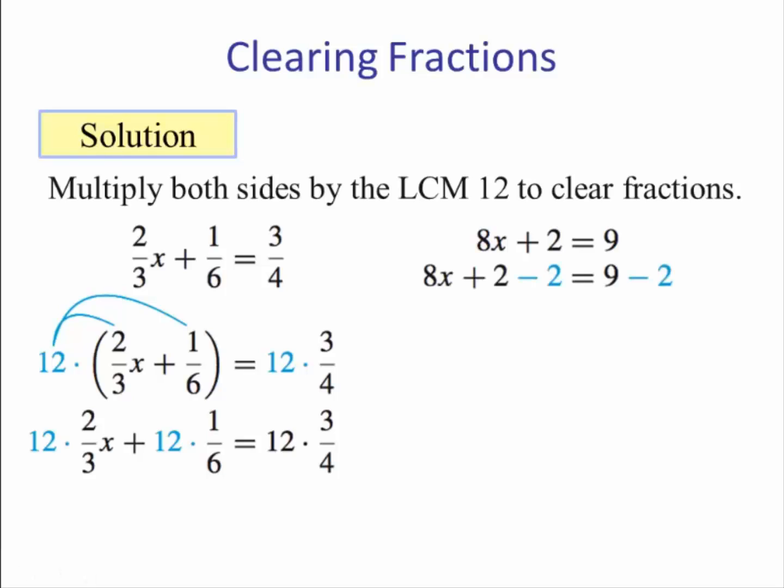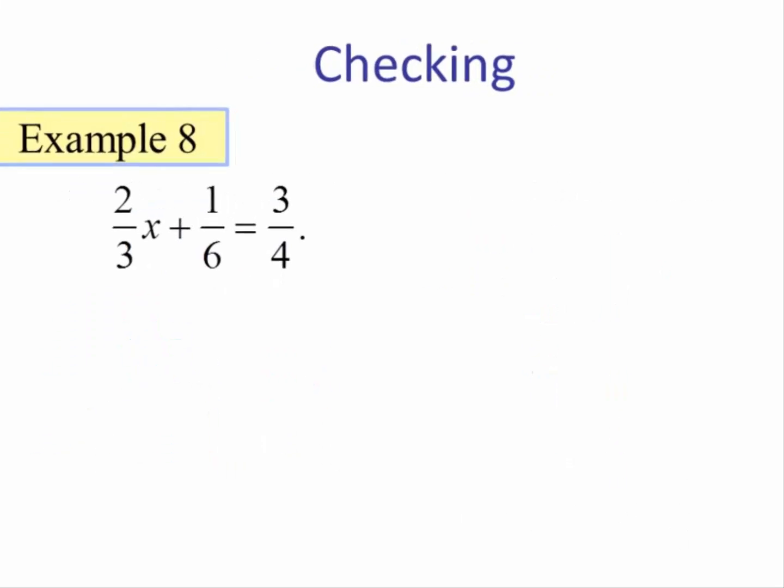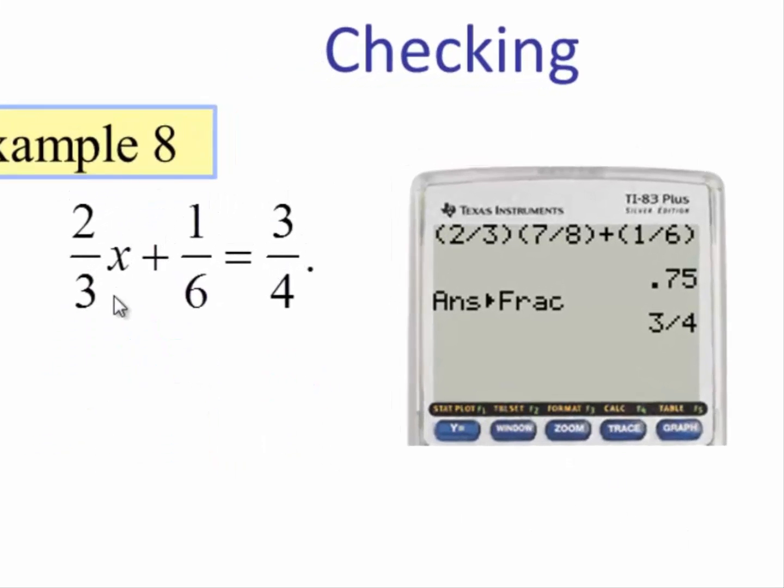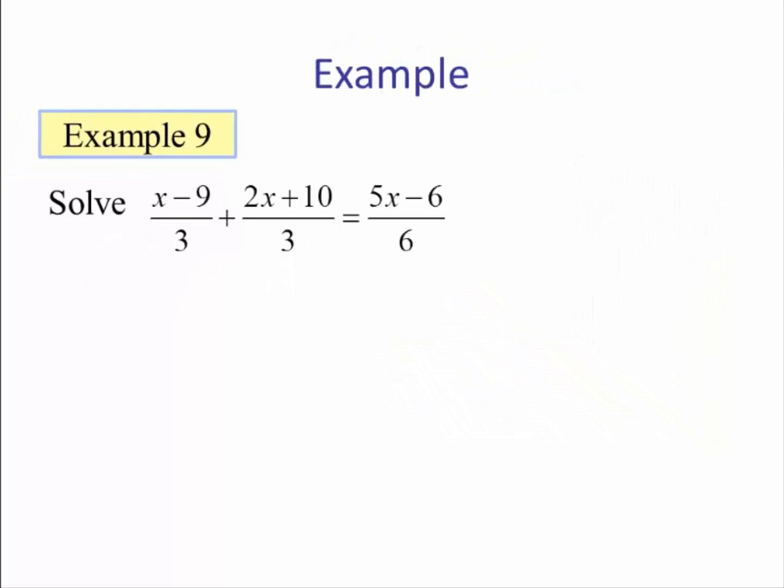Our next step is to subtract 2 from both sides of the equation. Then our last step is to divide by 8, and 7 divided by 8 is 7/8. Check it. We're going to use the graphing calculator. We're going to take 2/3 times 7/8 plus 1/6, and we get 0.75. And if we change this back to a fraction, we get 3/4. So this side equals 3/4, this side is 3/4. 7/8 is our solution.